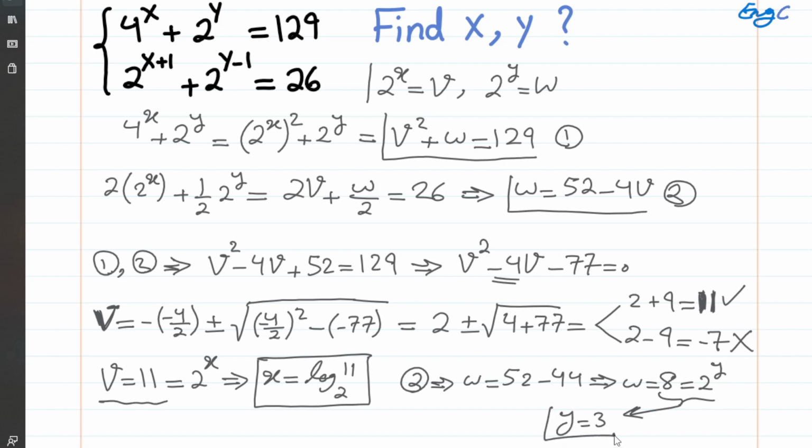So we found the answers to the question here by finding that x is log 11 base 2 and y is 3. I hope that you find this example helpful.